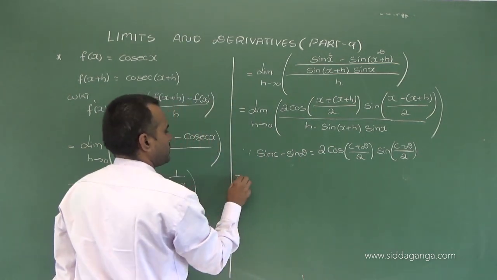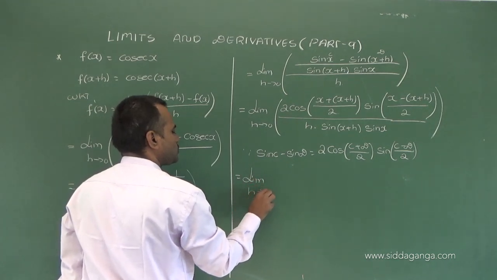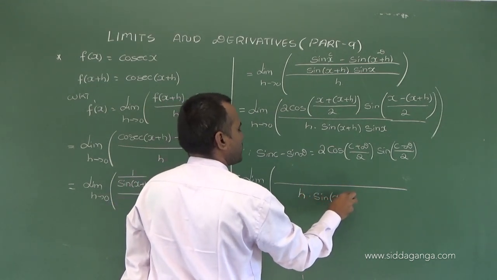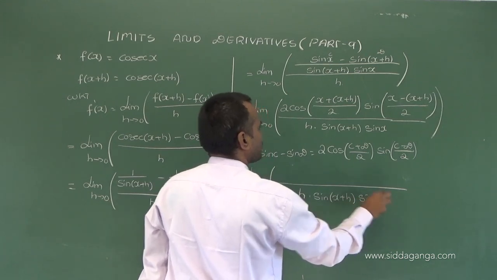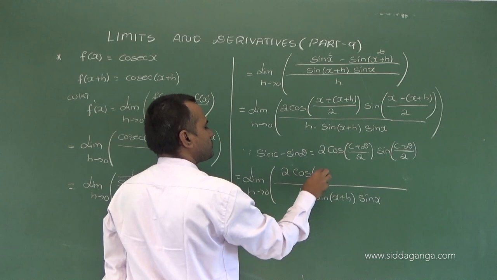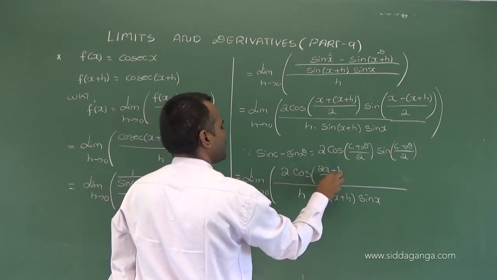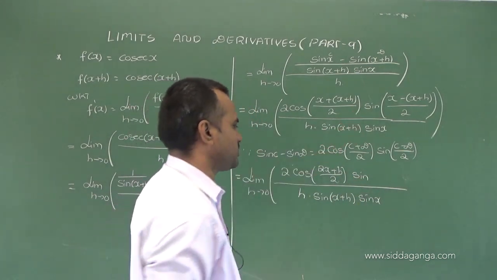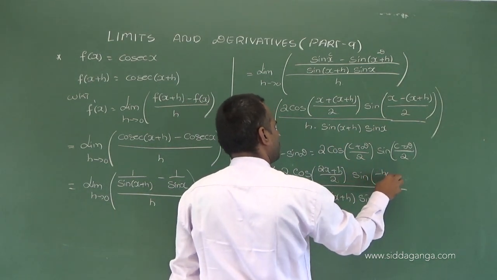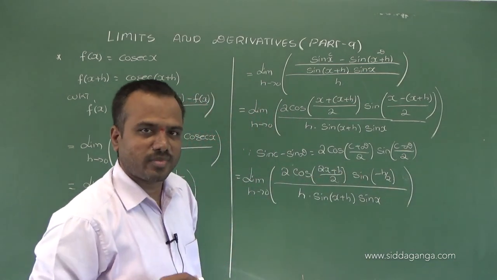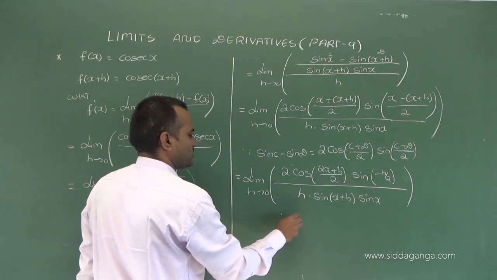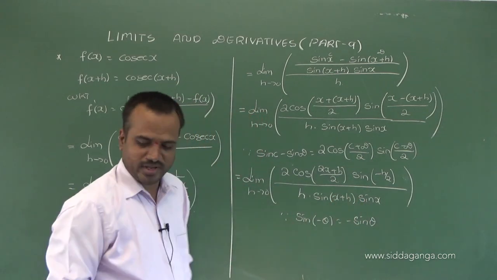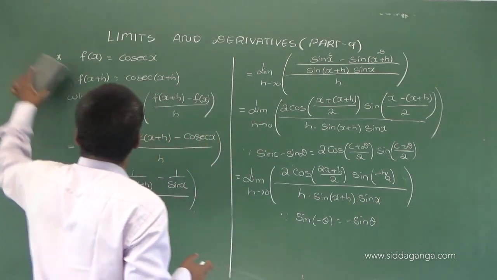Okay, so simplify it. Limit h tends to 0, h into sine of x plus h into sine x, and 2 cos of 2x plus h divided by 2 into sine. See, plus x and minus x get cancelled, leaving minus h, so minus h by 2. Sine of minus theta is minus sine theta. Correct? Sine of minus theta, what? Minus sine theta.